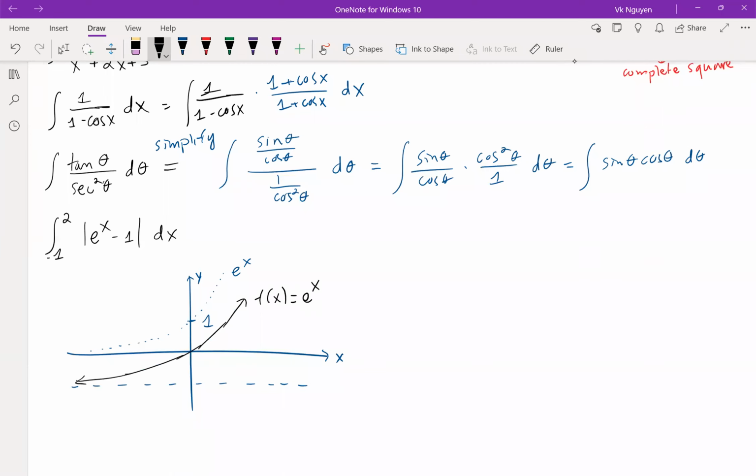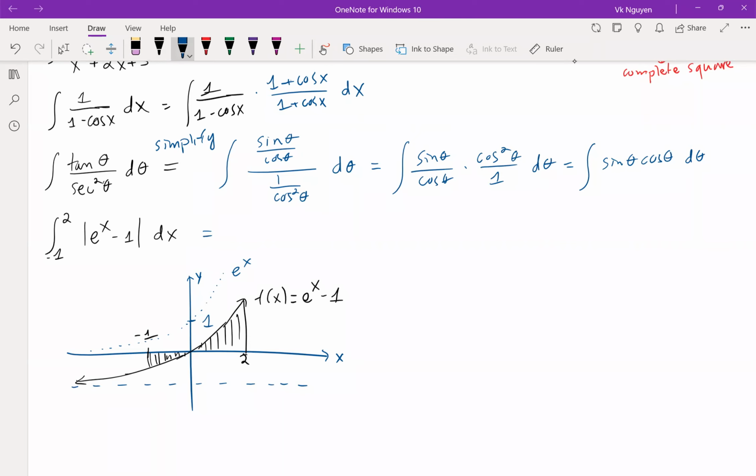f(x) is e to the x minus 1, from -1 to 2. Here comes -1, and here comes 2. We have two areas, one below the x-axis and the other one above the x-axis. Both of them have to be positive because of the absolute value. So once we sketch out the graph, oh, we know.